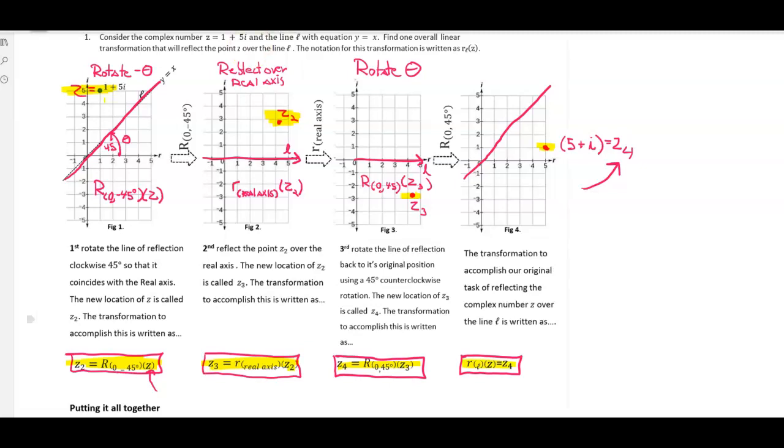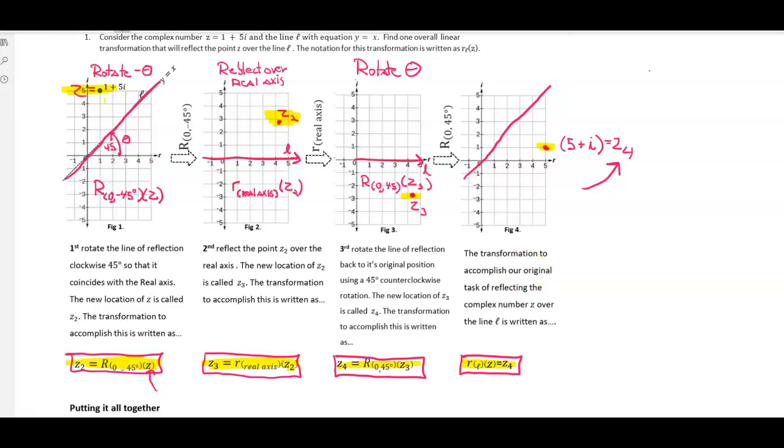Questions on what we did there? We're just learning the geometry of it. Okay, now before we get into actually how you get the formula, let's say that you wanted to rotate something.